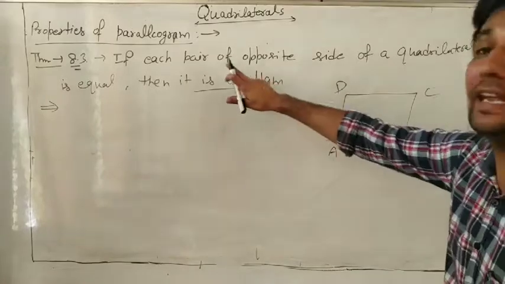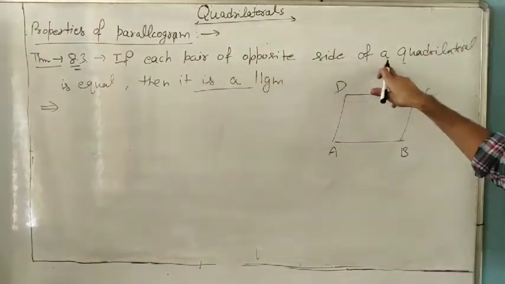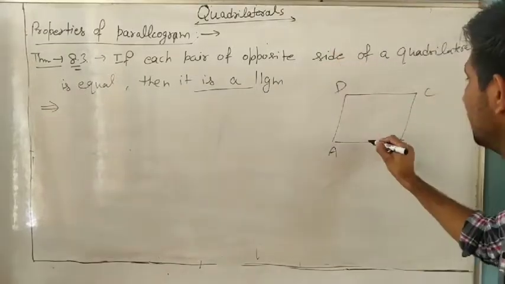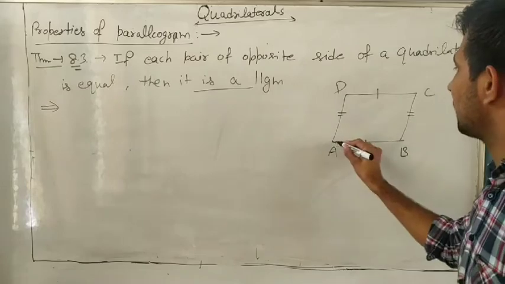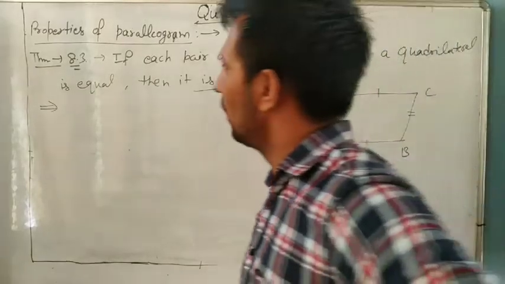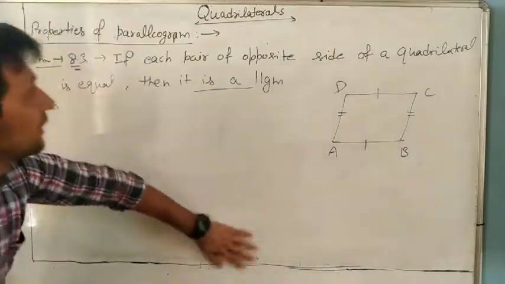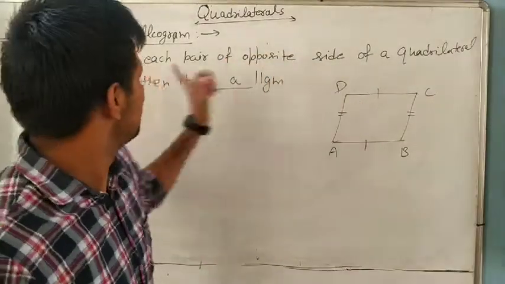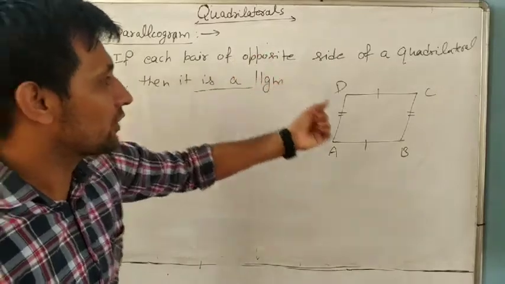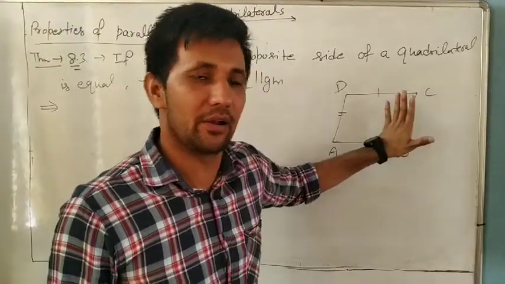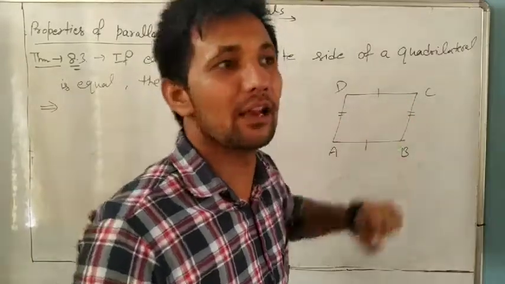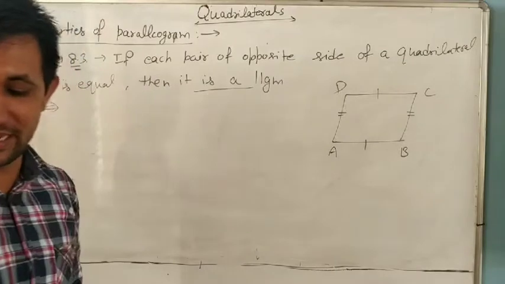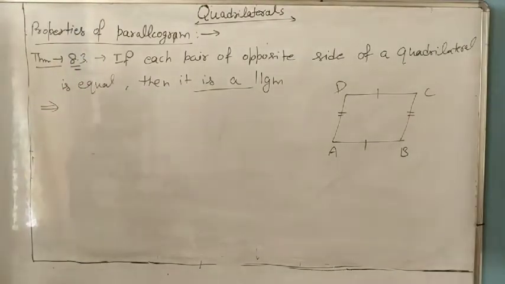What is given? Only each pair of opposite sides of a quadrilateral is equal. It means AB equals DC and AD equals BC. Then we have to prove that it is a parallelogram. Do you understand what is given? In the question, A, B, C, D is a quadrilateral and opposite sides are equal. Then prove that it is a parallelogram. Understand or not? So we have to prove that it is a parallelogram.